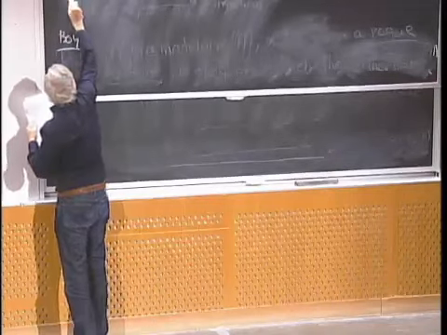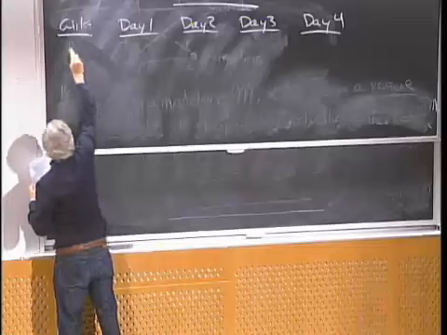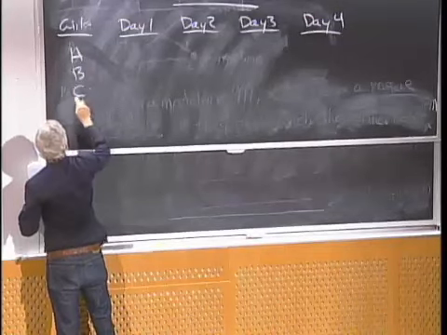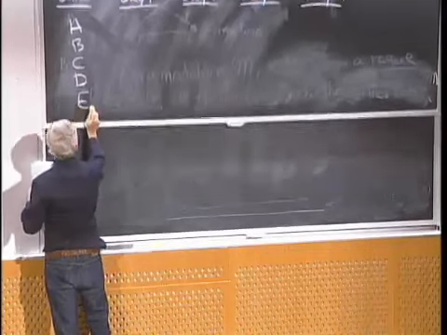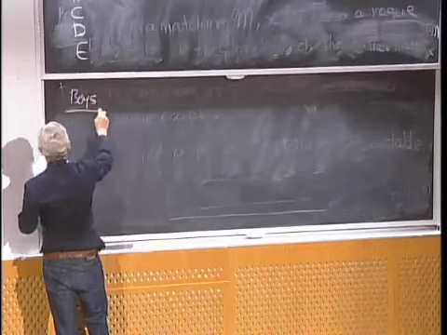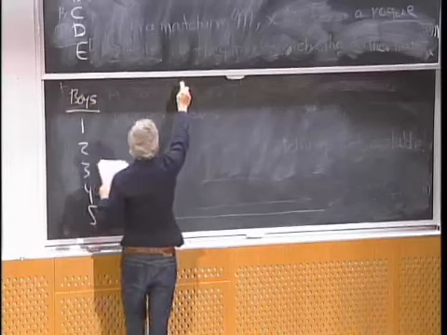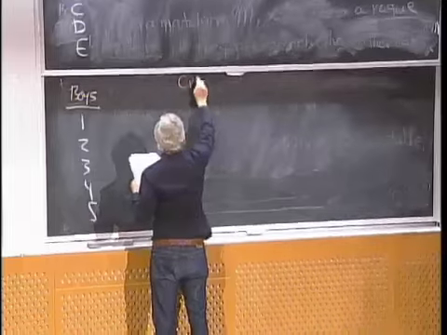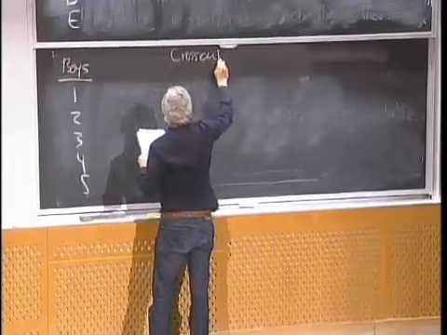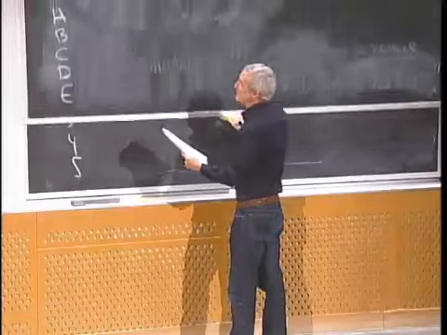Girls, let's see, A, B. No, I'm going to have to space it out. And then the boys had their lists here. And we have boys 1, 2, 3, 4, 5. And here I'm going to record the crossouts. All right, so let's look at day 1.